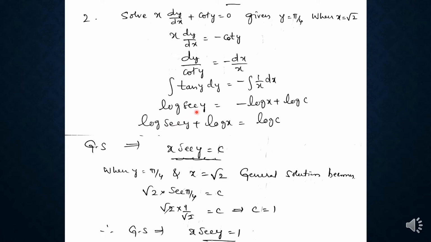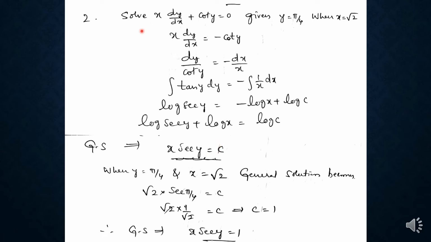See here, log secant y plus log x is equal to log c. Now this is in the form of log a plus log b, that can be written as log of x into secant y is equal to log c. So by removing log on both sides, x into secant y is equal to c.